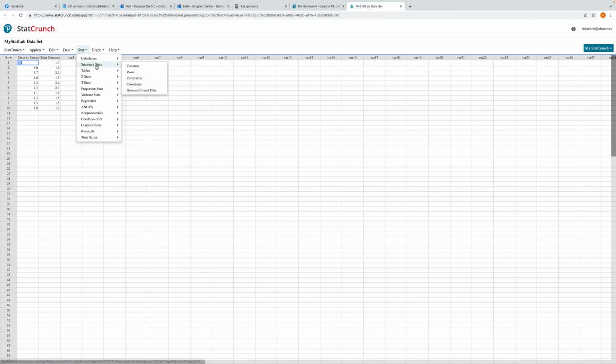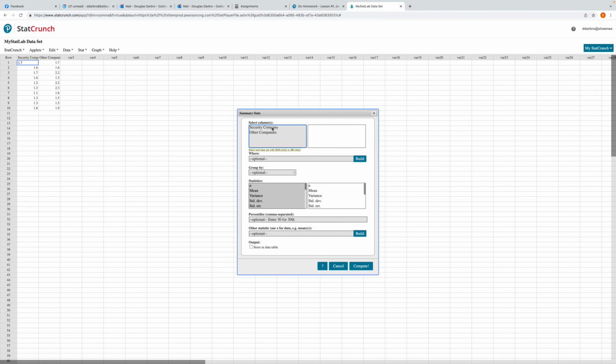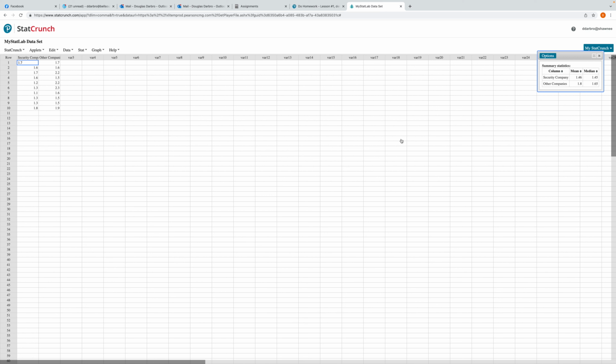All right, so again, summary stats column, and we want both of these. And I think they said we want the mean and the median. All right, so I'm just going to write this down. So 1.46 and 1.8, and the median is 1.45 and 1.65. So the first is the mean, second the median.